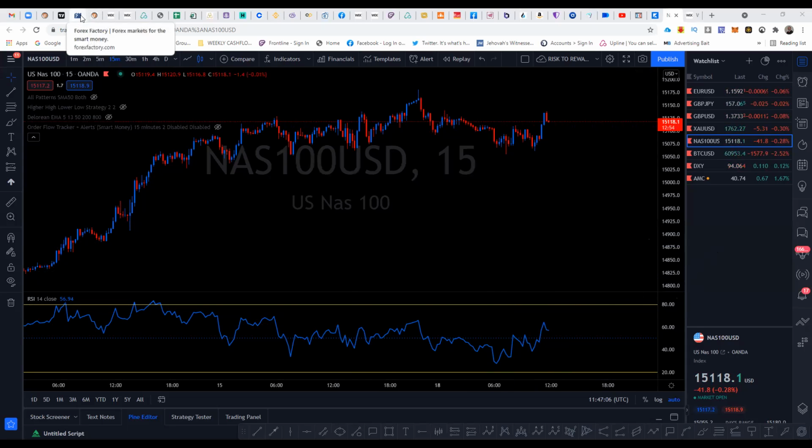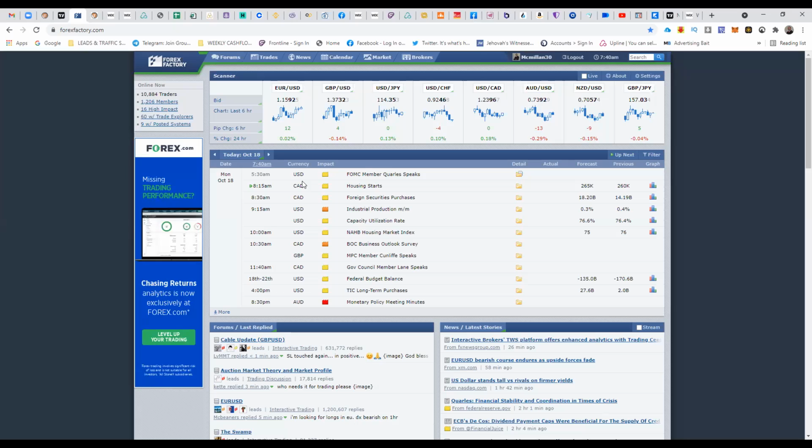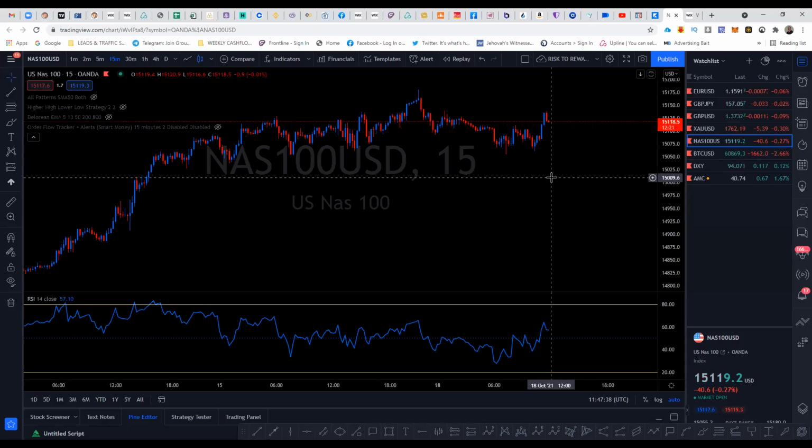So the first thing we're going to do is check the news. As we can see on the news here, the USD is going to be under some major news around 9:15, which is about almost 2 hours away. Then the Canadian dollar is going to be under some major news around 10:30 this morning, and this evening the Australian dollar is going to be under some major news. So we're not trading any of that today. We're going to look at NAS100.